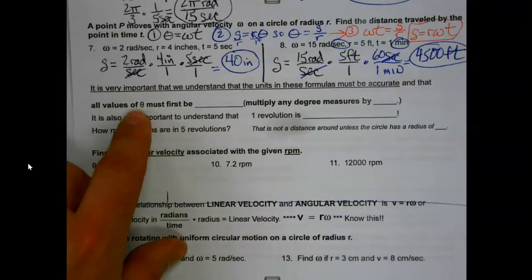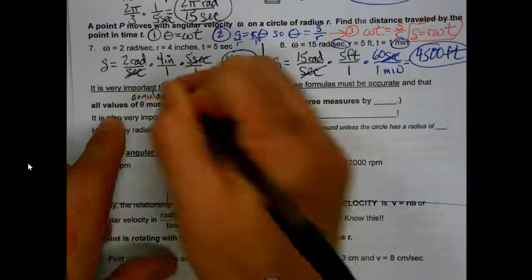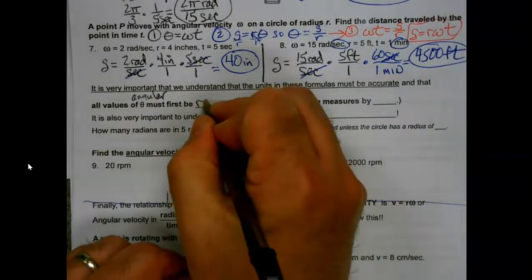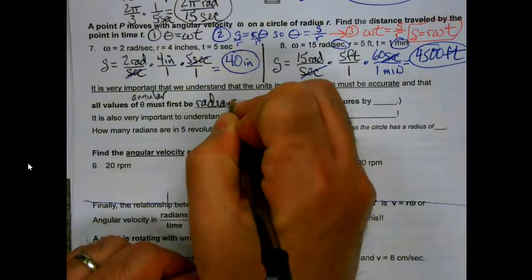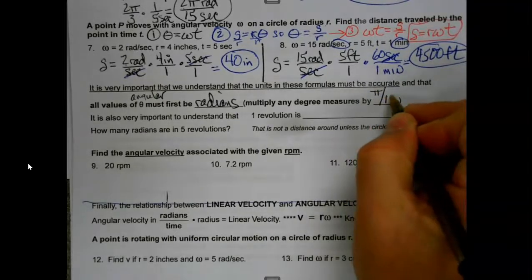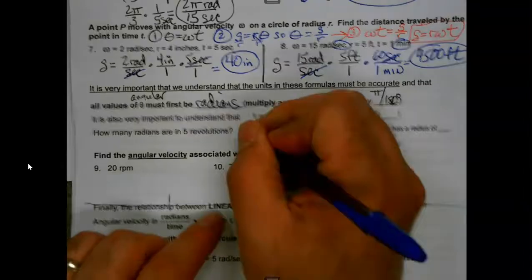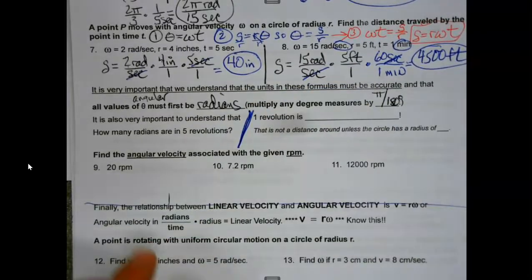Anything that is measured in theta, which again is angular, we're talking radians. If you have a degree measure, we talked about that on the front, you've got to multiply by pi over 180 to get rid of the degrees and get it to radians. Okay? So for instance, I'm going to kind of split these off.